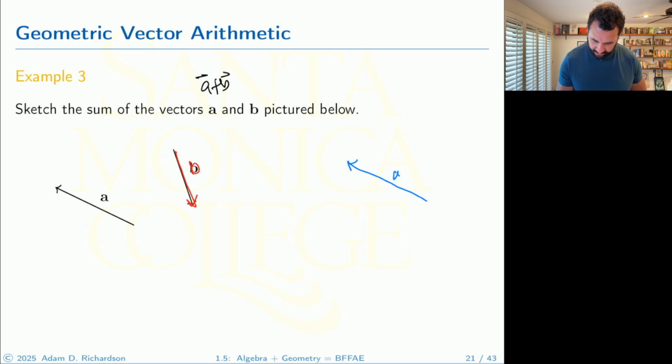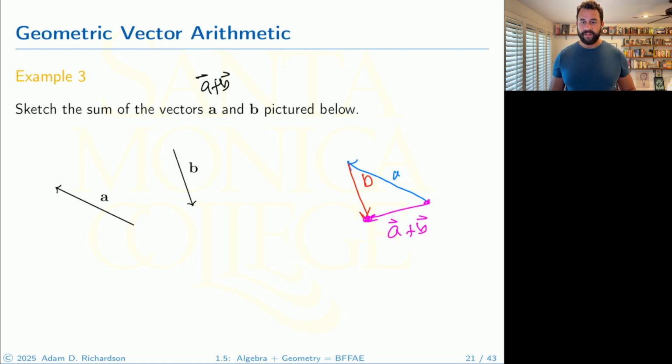So if I'm adding those two things together, I'm going to travel along A, and then I'm going to travel along B. So I'm going to put them, again, tip to tail, like so. And then the vector sum is just going from the tail of A to the tip of B. So maybe I'll use, I don't know, pink or something. So I'm going to start here, and I'm going to go there, and then this is A plus B, like so. That's the vector sum. There you go. And that's what it looks like geometrically. So we can add these two things geometrically.